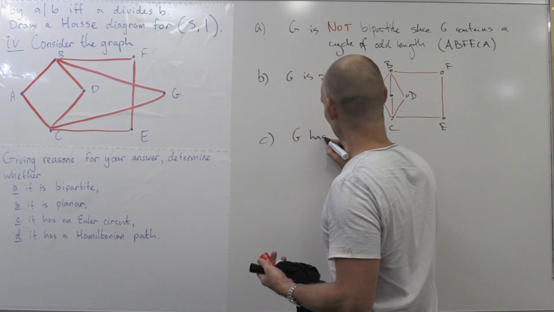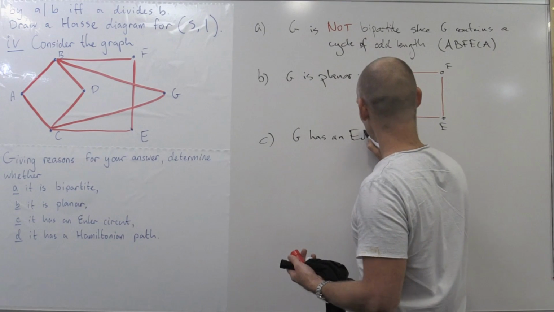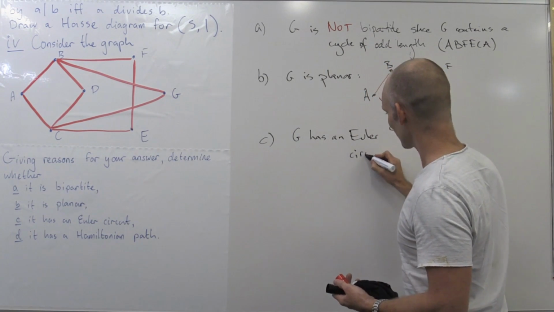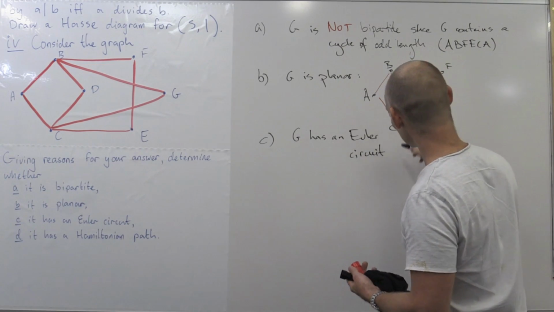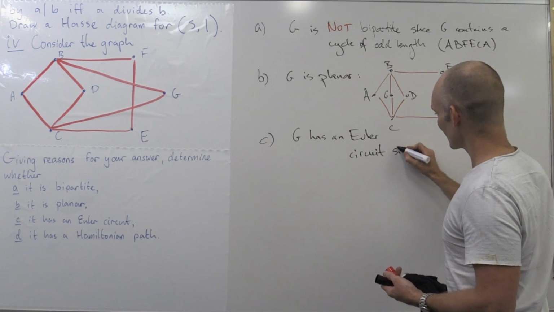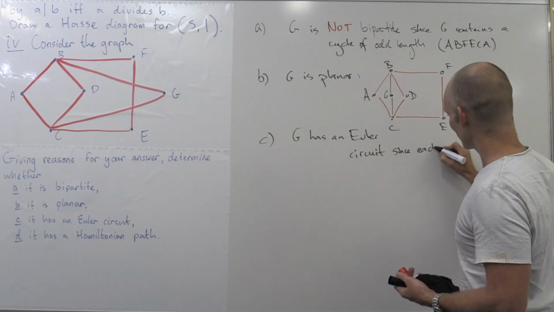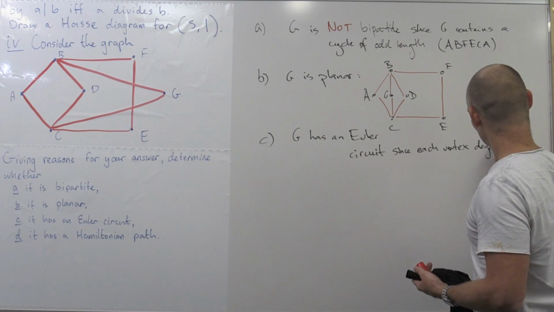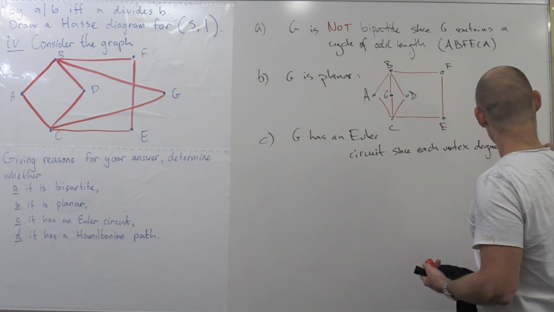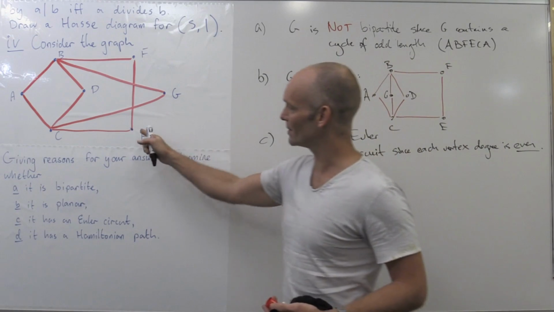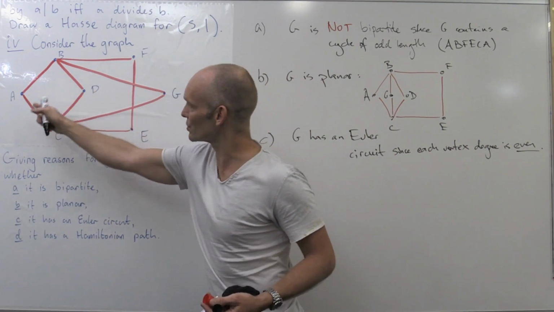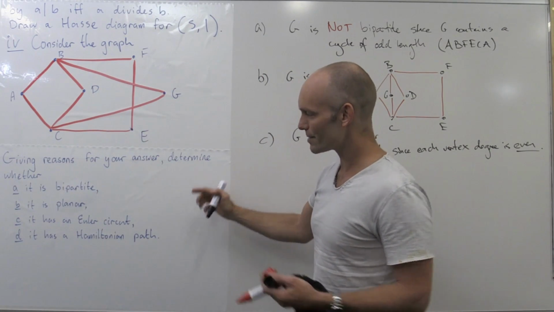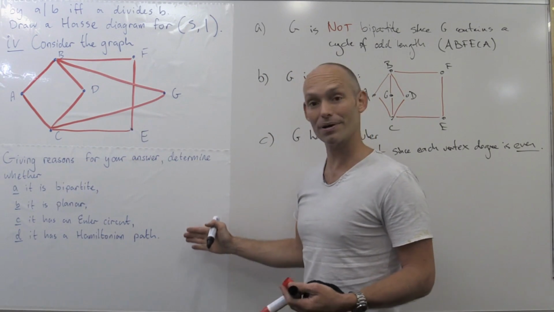G has an Euler circuit. Go down here to avoid writing on this picture. Since each vertex degree is even. So here we see it's 2, 2, 2, 2, 2, 4, and 4. So they're all even. Finally, does G have a Hamilton or Hamiltonian path?